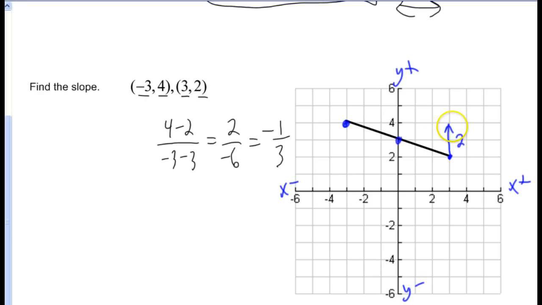So if I go up 2, that's my rise. So I have 2 divided by my run. I go to the left, 1, 2, 3, 4, 5, 6 units. So I put a negative 6 down there because I went in a negative direction. So 2 divided by negative 6. And we end up getting the same slope of negative 1/3.